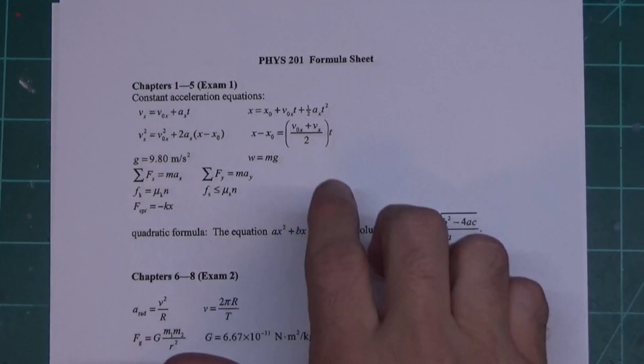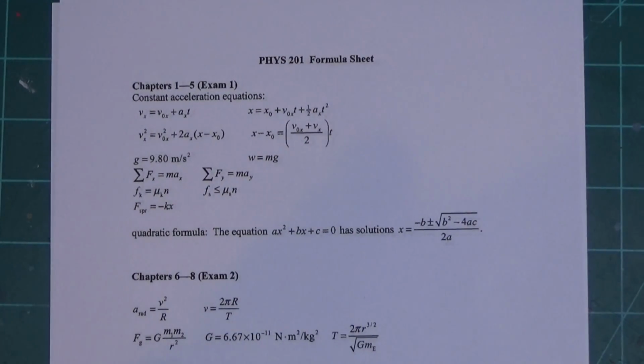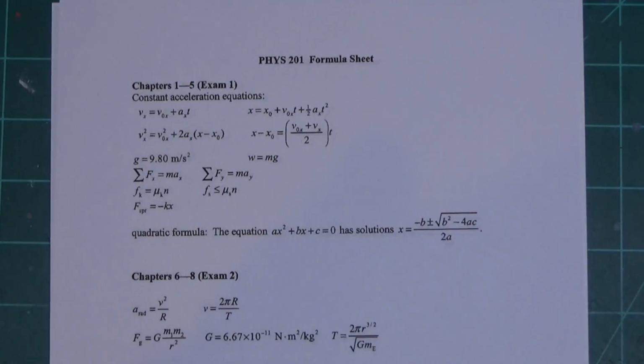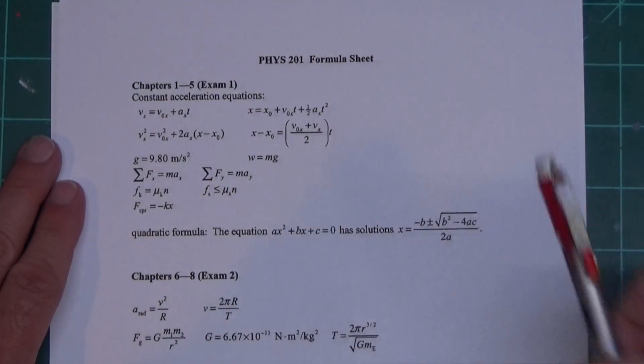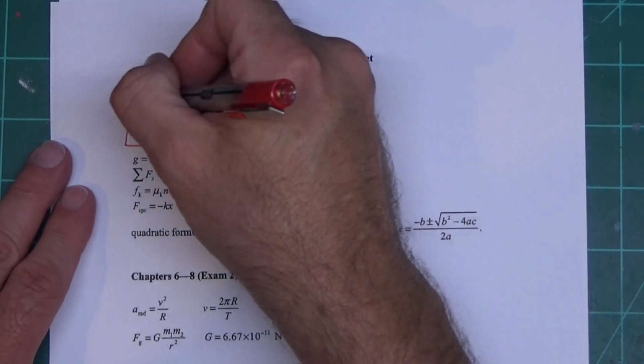All right, we're going through the Exam 2 formula sheet. Now, this thing has the Exam 1 formula sheet on it as well. I just want to talk through what's what. On the Exam 1 formula sheet up here, we have kinematics.